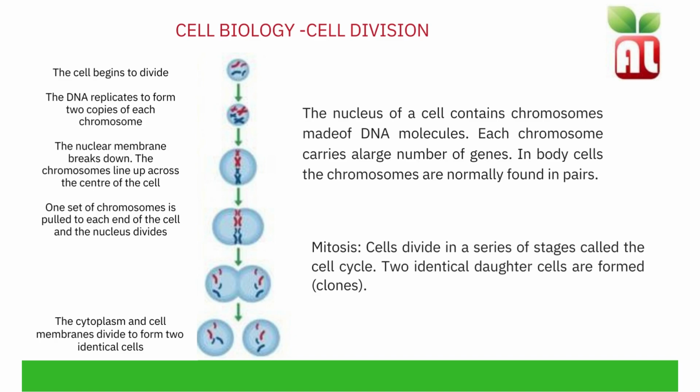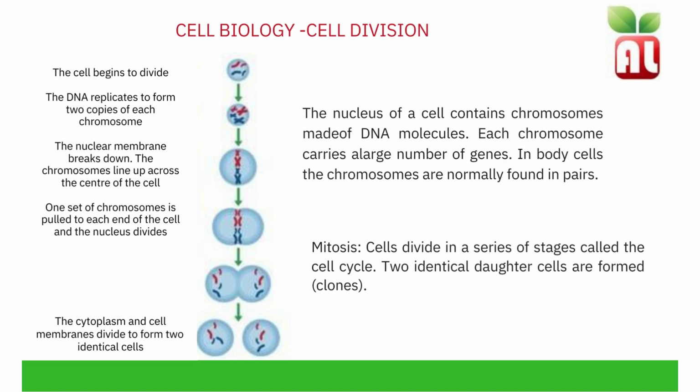During mitosis, cells divide in a series of stages called the cell cycle. Two identical daughter cells are formed from one parent cell, and these are known as clones. The first stage of the cell cycle is a growth stage. The DNA replicates to form two copies of each chromosome.